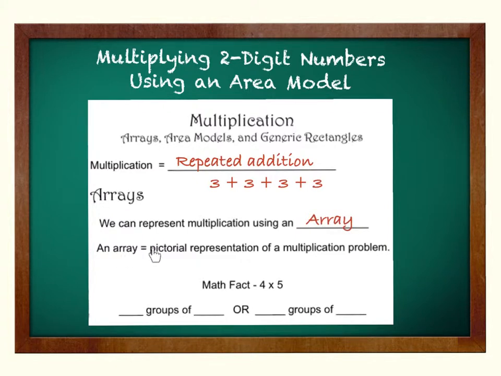An array is a pictorial representation of a multiplication problem. So for example, if we were looking at the math fact 4 times 5, we could say that in two different ways. We could say that we have 4 groups of 5 or 5 groups of 4. Take a minute at this time to pause the video to make sure that you fill in your journal sheet before we move on to the bottom section of the page.